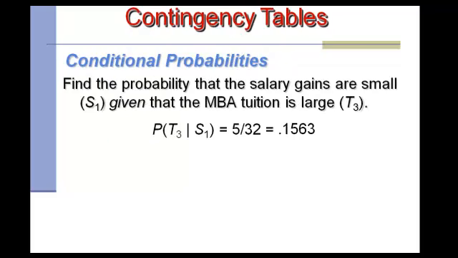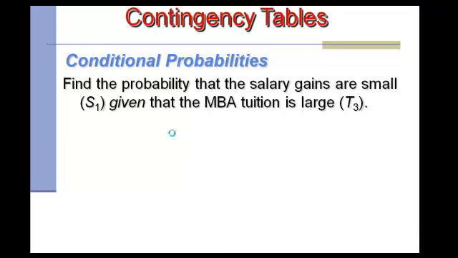Oh, I thought I had that on this slide. Okay, let me go back. Sorry. Given the salary gains are small, what is the probability that tuition is large? Given that, I keep reversing it. Sorry. Let me start that again. Given that the tuition is large, I have this written wrong. Okay, ignore what I have written here because I've written it wrong. This reads, given that there is small gains, what is the probability that they went to a high tuition school?